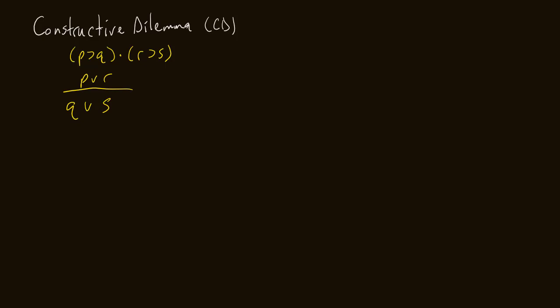So let's say P, Q, R, and S. P is I go to the store, Q is I buy apples. So if I go to the store, I'll buy apples. R is, I don't know, if it rains, it's raining, and S is I'm sad. So we have, if I go to the store, then I'll buy apples, and if it's raining, then I'll be sad. That is what the first line tells us.